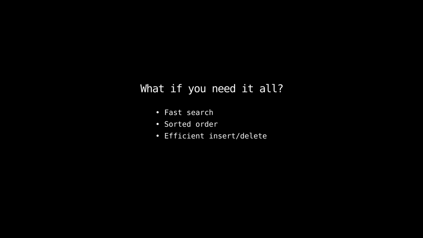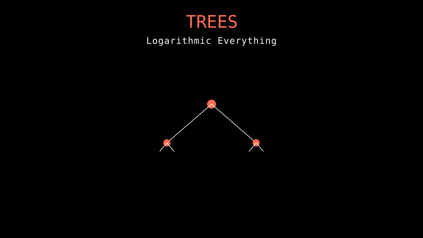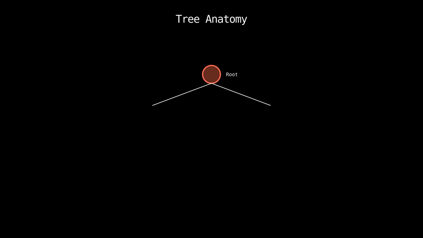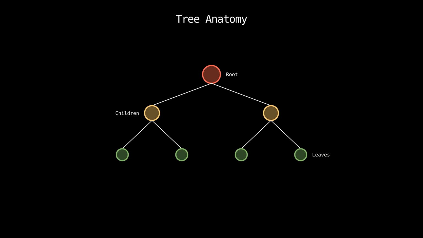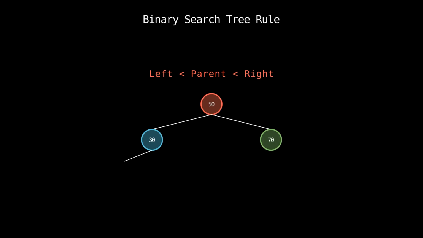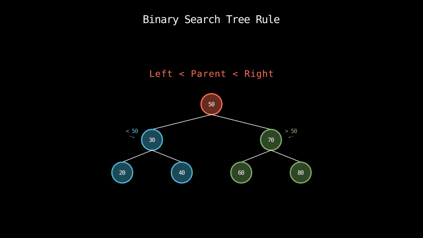We'll want to be looking at trees. Trees are hierarchies. One node at the top, the root. Each node can have children below it. Those children can have their own children. It's turtles all the way down. The magic happens with binary search trees. Each node has at most 2 children, and here's the rule. Everything smaller goes left, everything larger goes right.